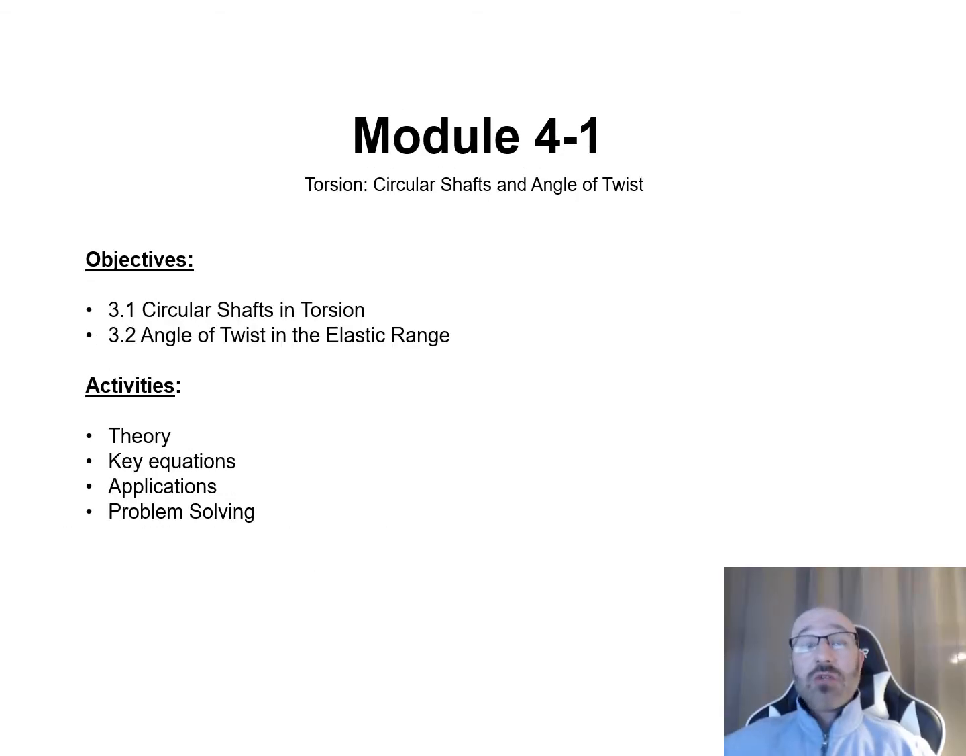So as we get into Module 4, we're going to break this into two different sections. The first section here will be Module 4.1. In this module, we're going to take a look at torsion. Specifically, we're going to look at circular shafts and the angle of twist.